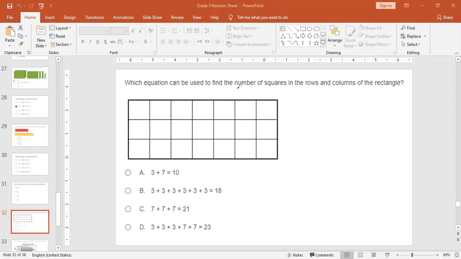Which equation can be used to find the number of squares in the rows and columns of the rectangle? I will count here. How many columns do I have? 1, 2, 3, 4, 5, 6, 7. So I have 7, 7, 7, and 3 rows. 1, 2, 3. So 7 plus 7 plus 7. So C is the answer.